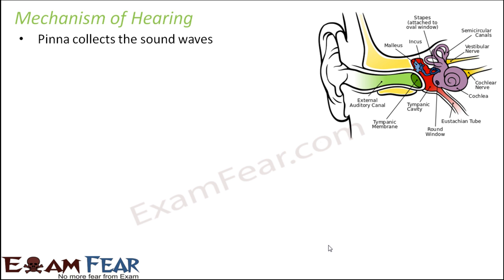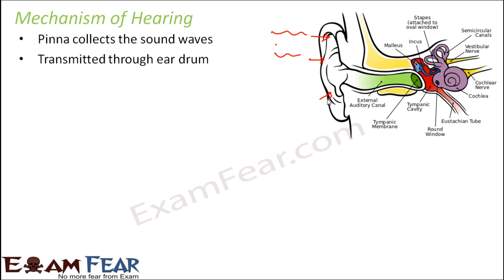Here the pinna collects the sound waves. The sound waves are present in the atmosphere and they are collected by the pinna, and then the pinna transmits them to the eardrum. The sound waves travel through the auditory canal and reach the eardrum. Now what happens in the eardrum? Due to the rarefactions and compressions, as each of them reaches the eardrum, the eardrum vibrates. So the eardrum vibrates in response to the sound waves. These vibrations are then passed on through the ear ossicles in the middle ear, the malleus, incus and stapes.